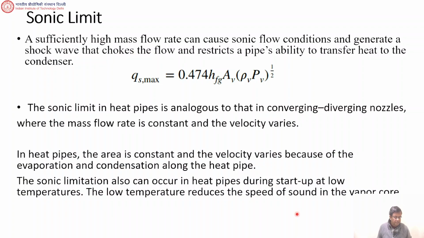All right. So sonic limit. Sonic limit is when you have high mass flow, you get high vapor velocity. So the flow in the core of the heat pipe can get choked, etc., etc. So again, here we are in no position to derive these expressions. So we will just calculate. Right? That 0.474 thing we will just use while solving problems.